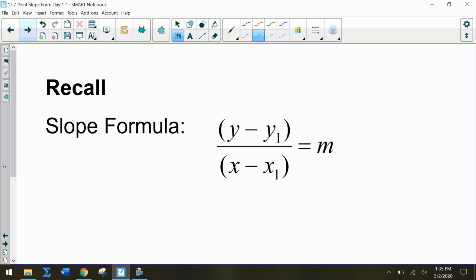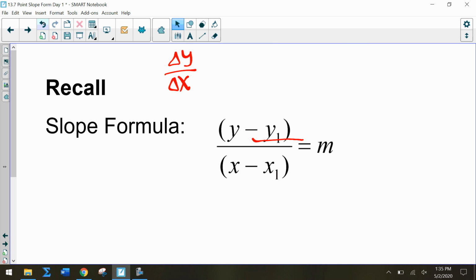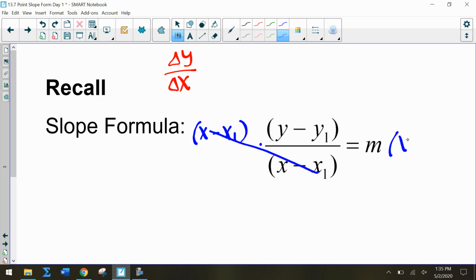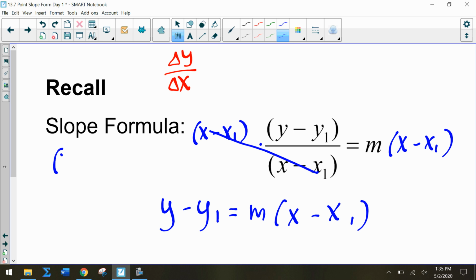Okay, so the slope formula is the change in y over the change in x, and that equals m. If you're given this formula, we could rearrange it, cancel that side out, and we're left with y minus y1 equals m times x minus x1, where x sub 1 comma y sub 1 represents a coordinate point.